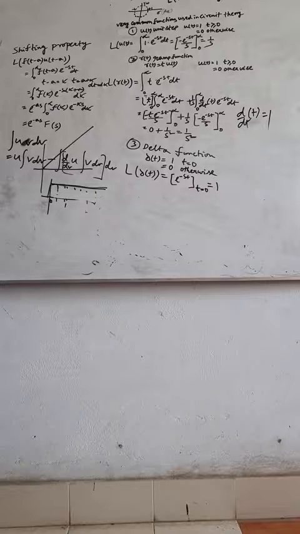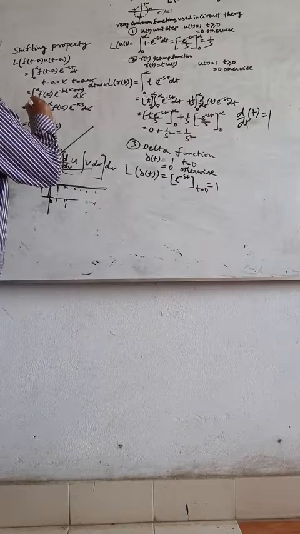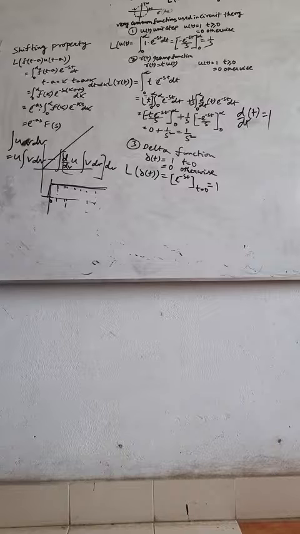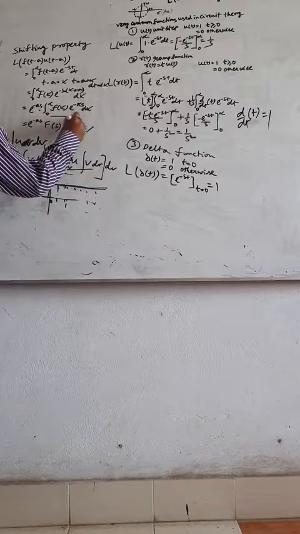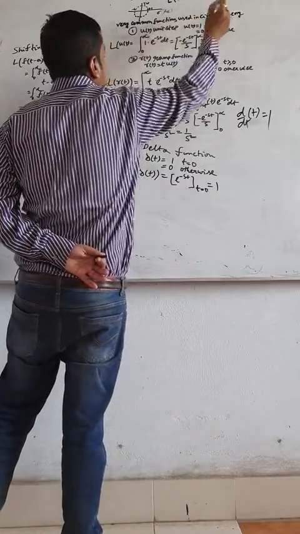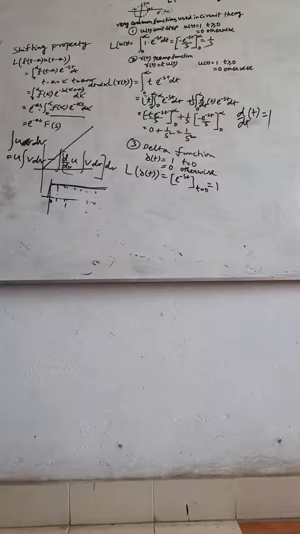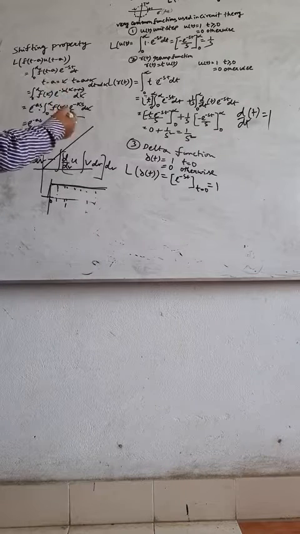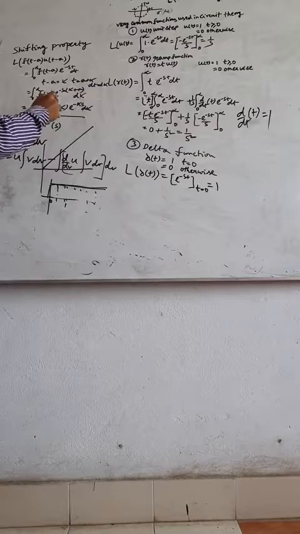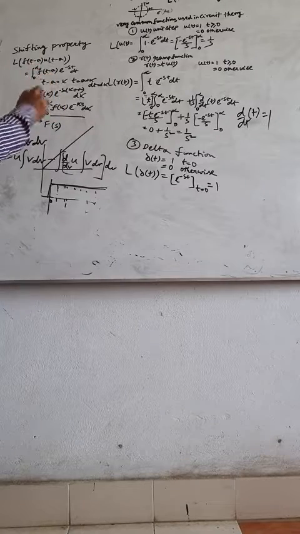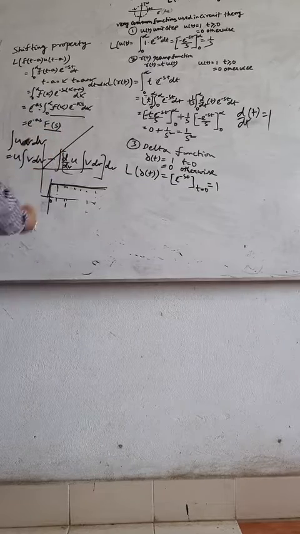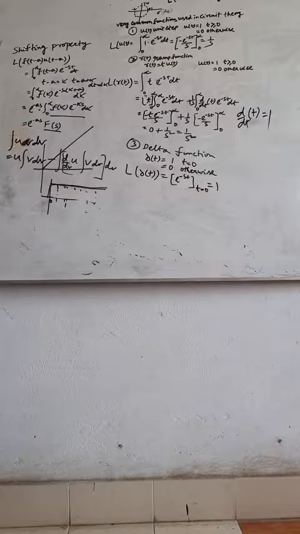So e to the power minus as will come out of the integration, because this e to the power minus as term doesn't have any k term. So our integration part will be e to the power minus as into the integral from 0 to infinity of f of k e to the power minus ks dk. This part is equivalent to the integral from 0 to infinity of f of t e to the power minus st dt, so this part symbolizes the Laplace transformation of the function. So it is e to the power minus as F of s.